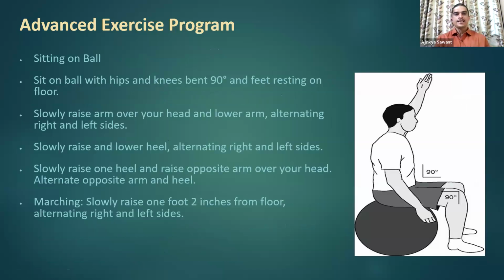Sitting on the ball at 90 degrees, raise the arm over the head, lower the arm, alternating, then raise the knee, extend the knee, then lower the knee, then do the opposite arm and opposite knee, and lastly do marching. This will improve your balance and coordination with core strength.